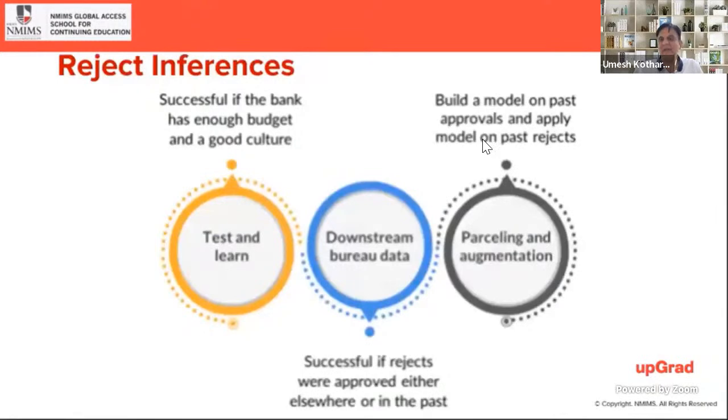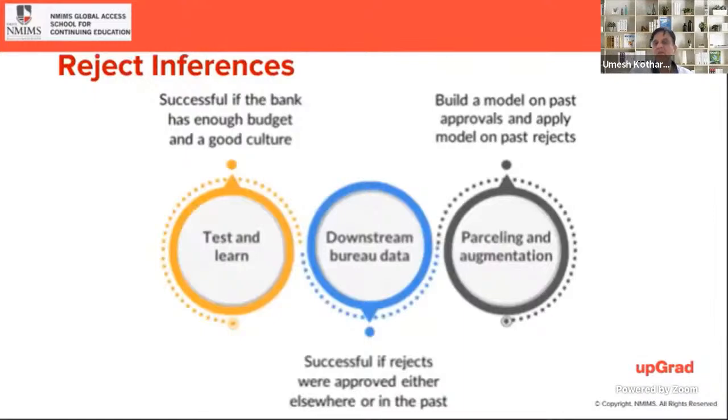So when you are accepting or rejecting, at the acquisition stage what you will do is test and learn. So what is test and learn? Test and learn is basically, you have enough data, you look at the behavior, track the behavior, and then you take a decision whether you want to onboard, accept or reject this particular application. Downstream, credit bureau data basically means you will reject. If there have been rejects elsewhere, you're going to use that data, or whatever past data you have, in your decision making.